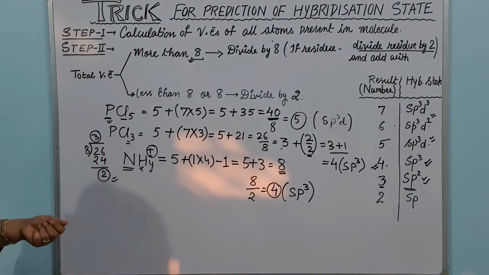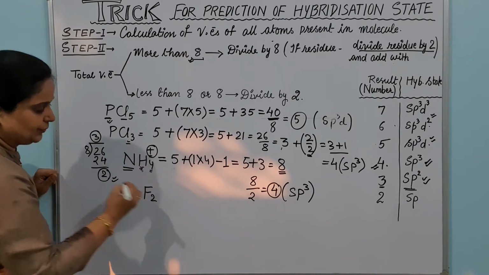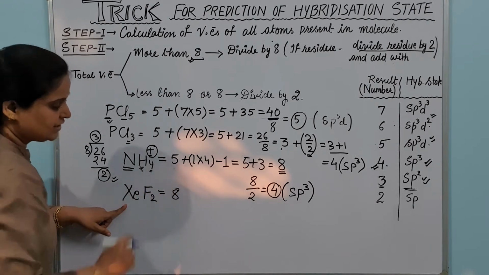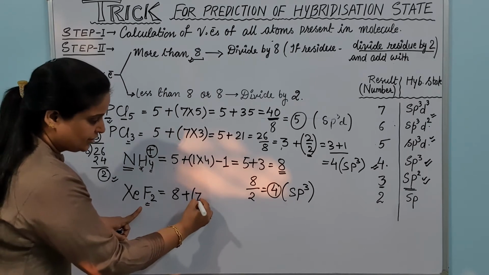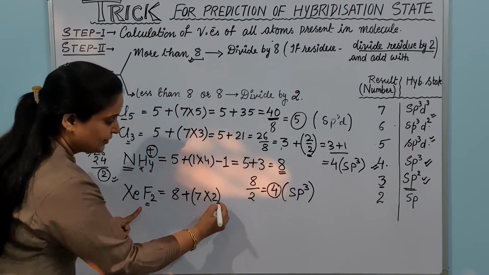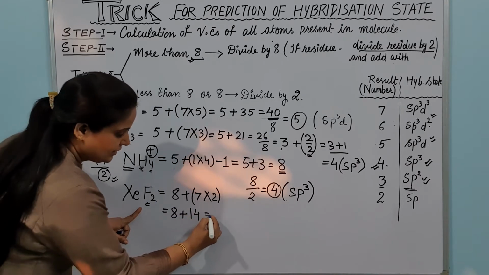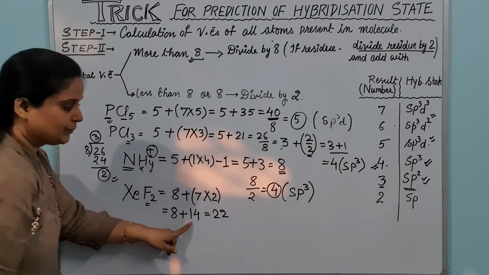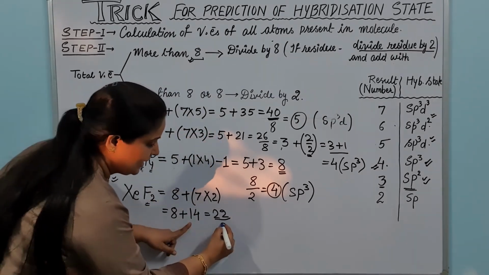Let's take one more example here. I am taking XeF2. In XeF2, xenon is an inert gas, so the total number of valence electrons is 8. In fluorine, 7 electrons. How many fluorines? 2. So the total number of electrons becomes 8 plus 14. That means it becomes 22. Because this number is more than 8, I will divide it by 8.